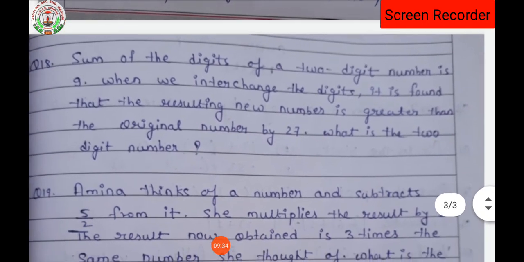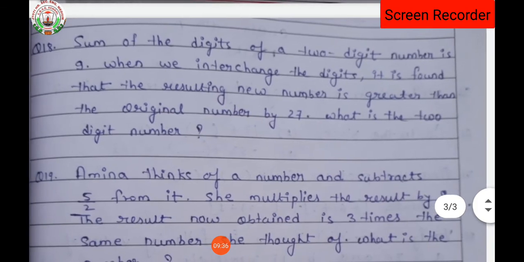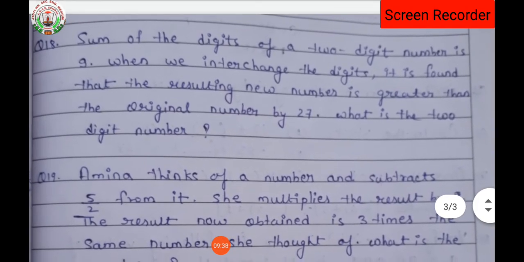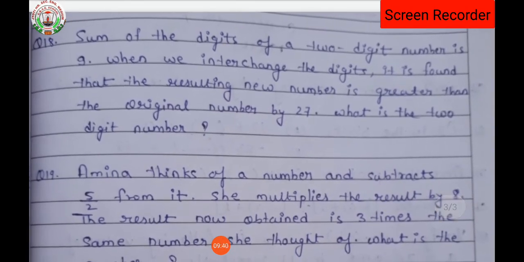Now the next question we have is question number 18. This question we also did very nicely yesterday in the video. The sum of the digits of a 2 digit number is 9. When we interchange the digits, it is found that the resulting new number is greater than the original number by 27. What is the 2 digit number?